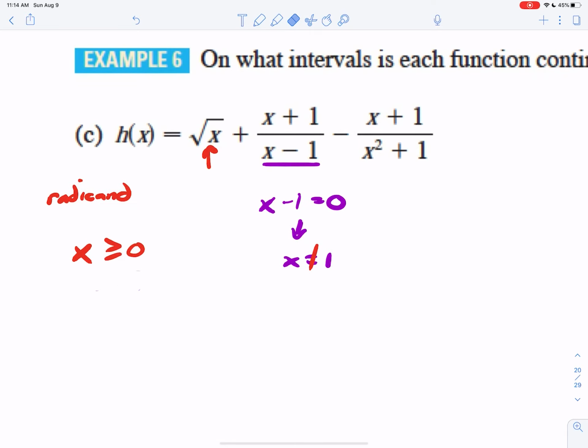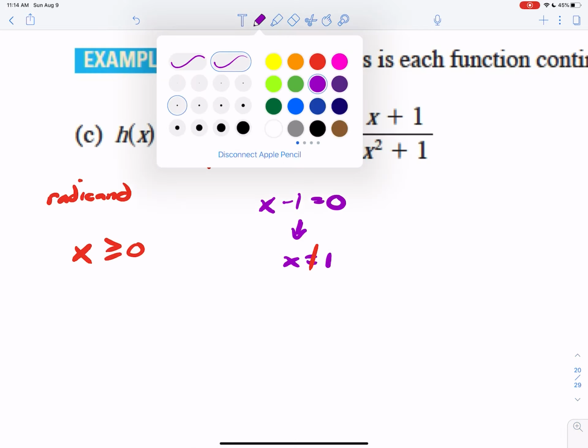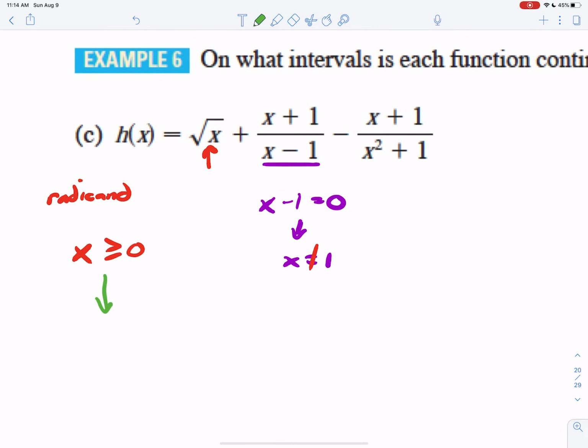So every time you have a square root, you take your radicand and you set it greater than or equal to 0. This one is simple enough to where it's solved. So here, this right here is all numbers that are greater than or equal to 0.